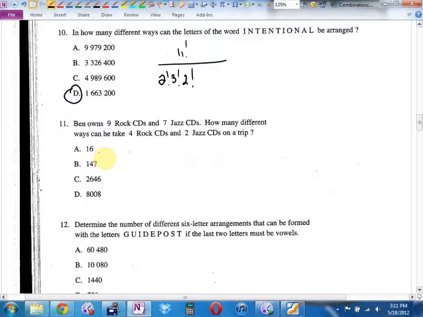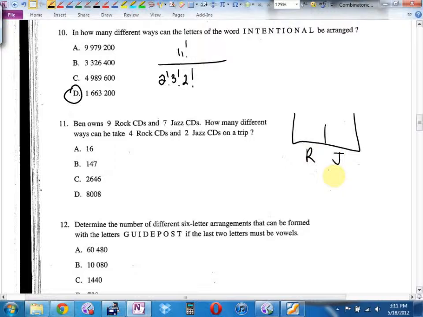I think this now is a combination. It would also make sense because didn't we do combinations the day after we did permutations with repetitions? So we're following the same order. I think this is actually rock and jazz.